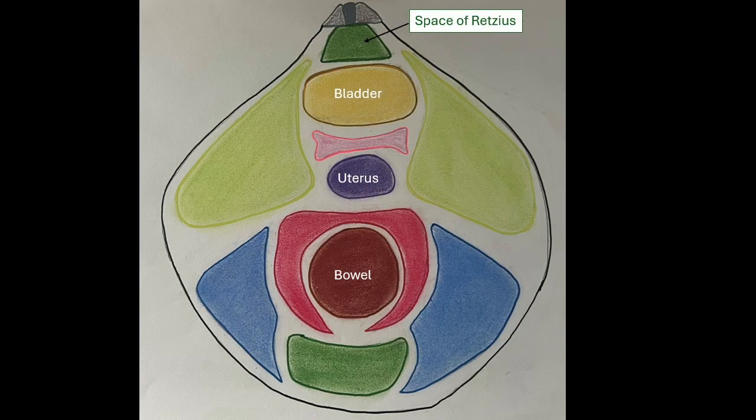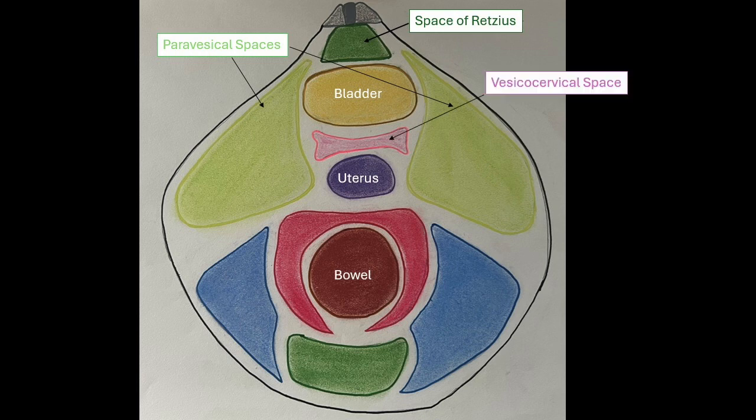Before we begin, let's review some of the avascular spaces we will encounter today. In this drawing, you see organs such as the bladder, the uterus, and the bowel, and color-coded avascular spaces. At the top of the page is the space of RSus, the space between the pubic bone and anterior to the bladder. The next space is the paired paravesical spaces lateral to the bladder and uterus bilaterally. The next space is the vesicocervical space, posterior to the bladder and anterior to the uterus.